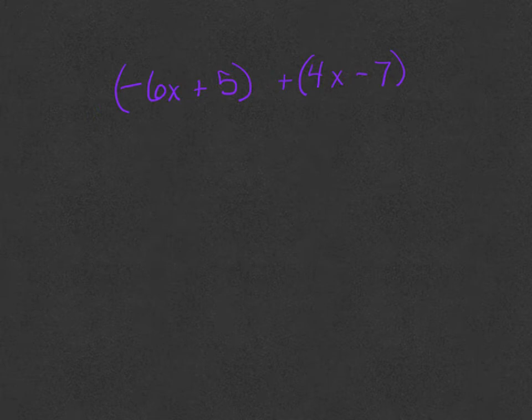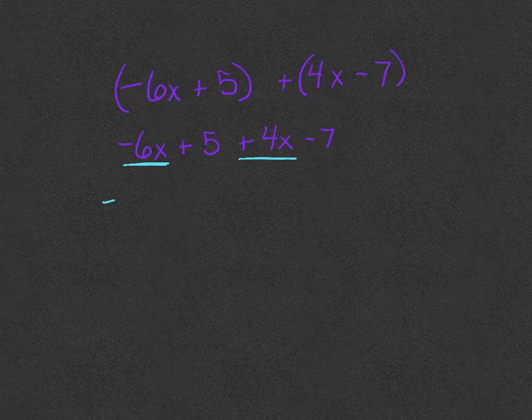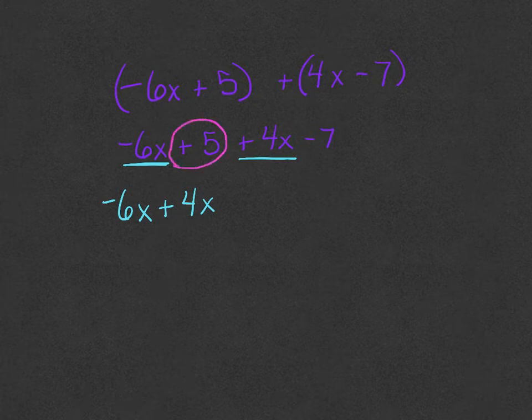Here's our next problem. So it is addition again. So the first thing I'll do is go ahead and take away the parentheses. So I have negative 6x plus 5 plus 4x minus 7. Now the next thing I need to do is combine like terms. So I'm going to first move my like terms next to each other. So I have negative 6x and a 4x. So I have negative 6x plus 4x. Then I have my constants, which are positive 5, so plus 5, and a minus 7 or a negative 7, however you want to think of it.